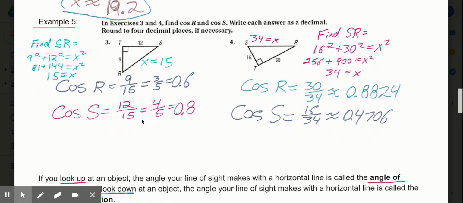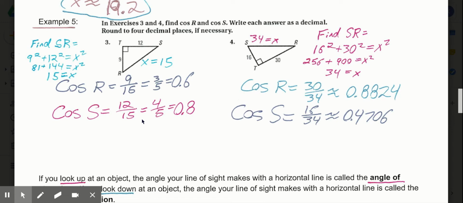Example 5 has two parts dealing with finding the cosine of r and the cosine of s. So in this case, we do not know the hypotenuse. We know both legs, so if we are using cosine, we need to figure out the hypotenuse first. The way we do that for both is we set it up in the Pythagorean theorem to solve for our hypotenuse.